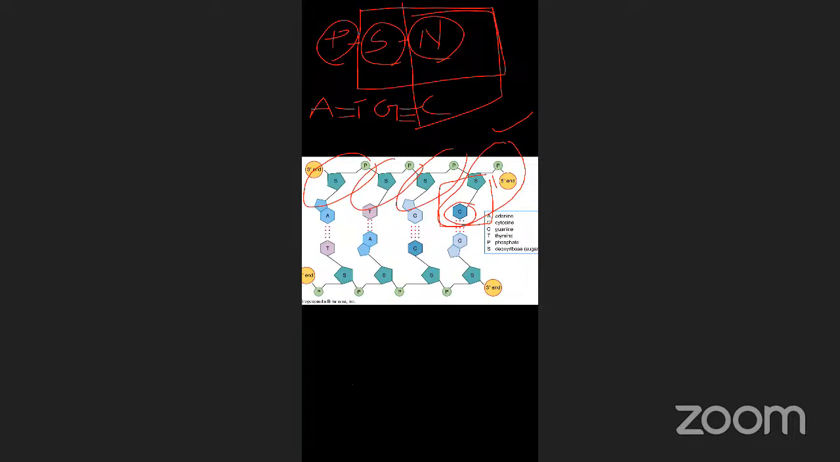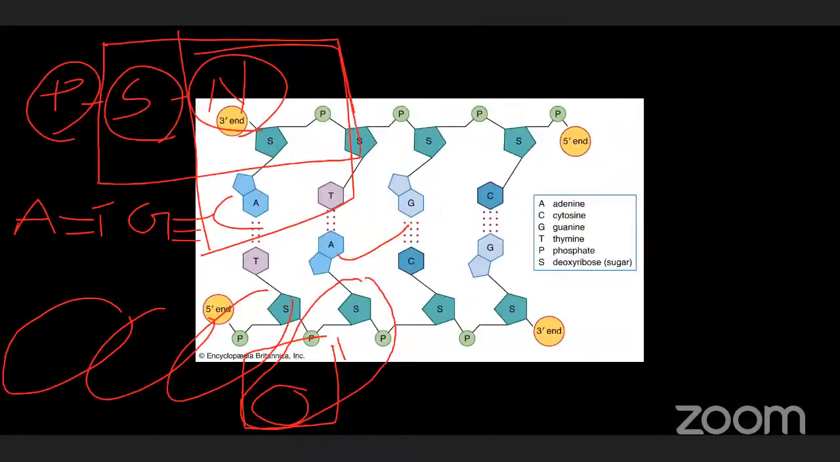These nitrogen bases are mainly of two types: purines and pyrimidines. What are the purines here? Purines are A and G, adenine and guanine. Pyrimidines are T and C, thymine and cytosine, right? Yes, sir. Right. Now, another important point is here.